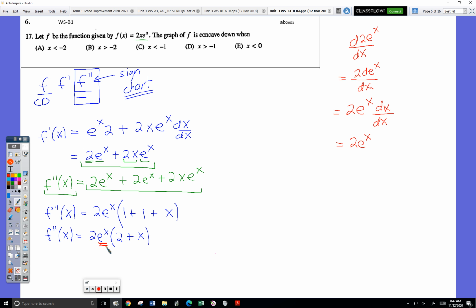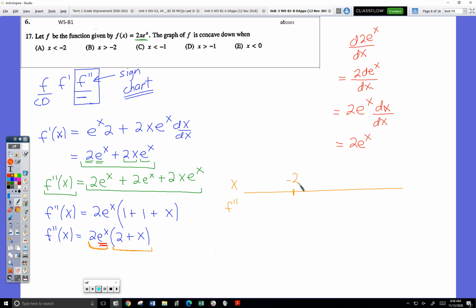So we're sign charting. We've got factors, that always helps. This factor won't equal 0. So we just need to find when this factor equals 0. I don't even want to ask you because it's too easy. So x equals negative 1, and f double prime is negative 2.